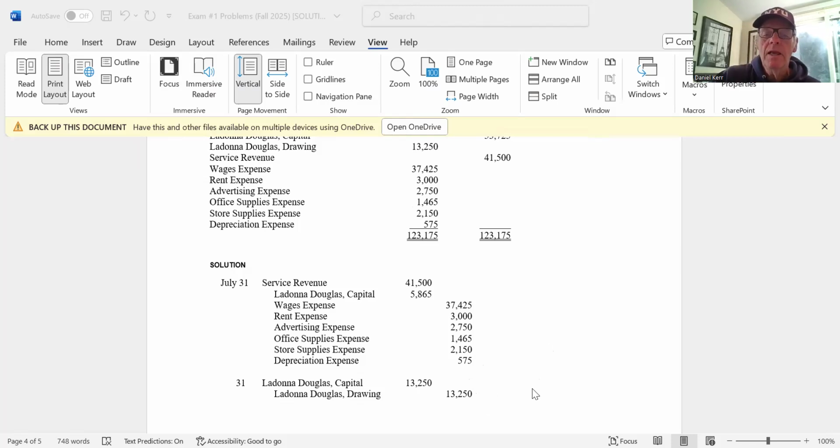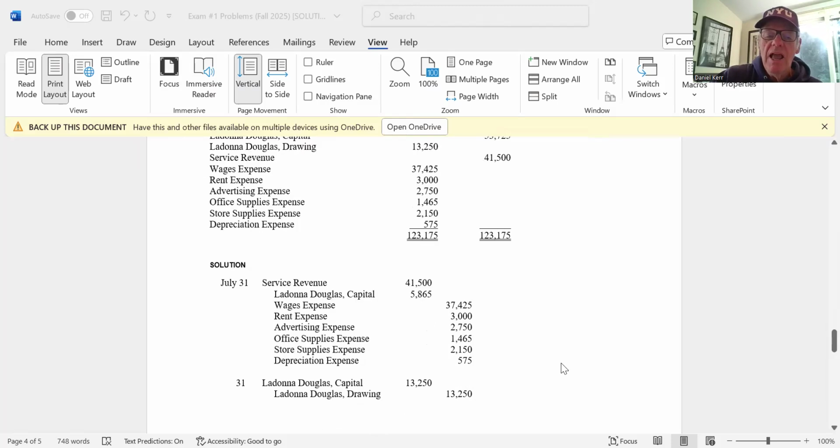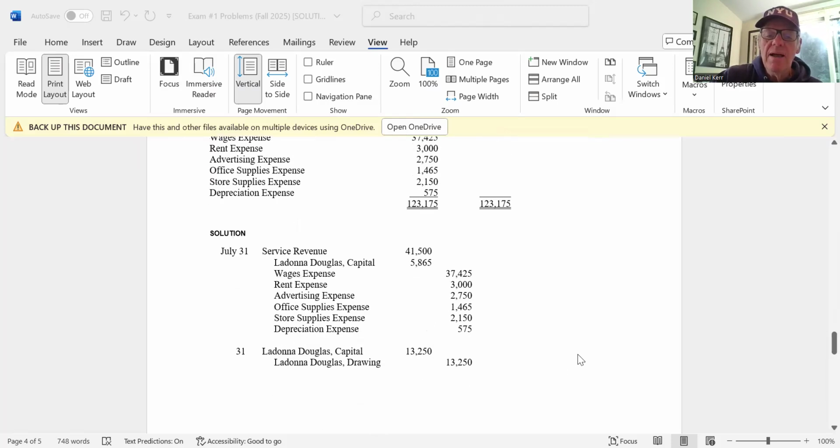Right? Some of you used income summary, and I didn't mark you wrong. So like you would have debited revenue for 41.5 and credited income summary. And then for the expenses, you would have debited income summary and credited the individual expenses. Assuming you then closed out the balance of income summary, which was 5,865, to capital, I gave you full credit for it. But some of you used the income summary, and then what you ended up doing is making two entries. So you ended up debiting capital twice.